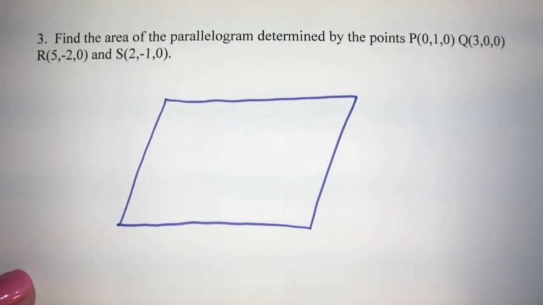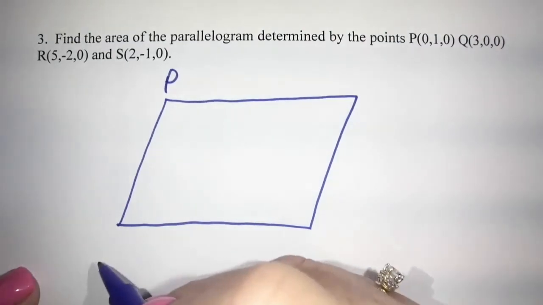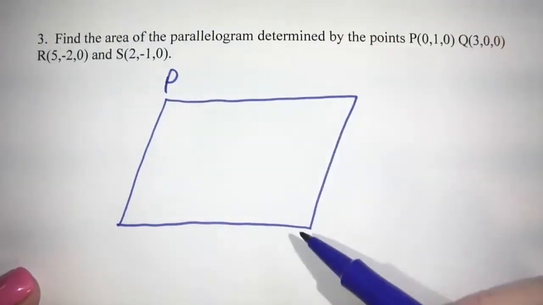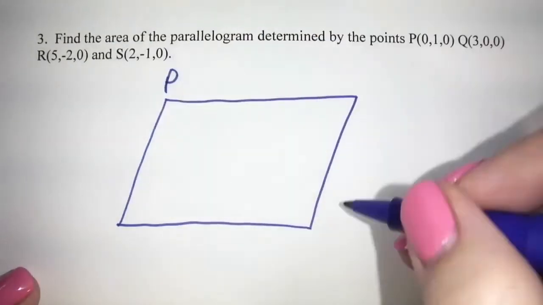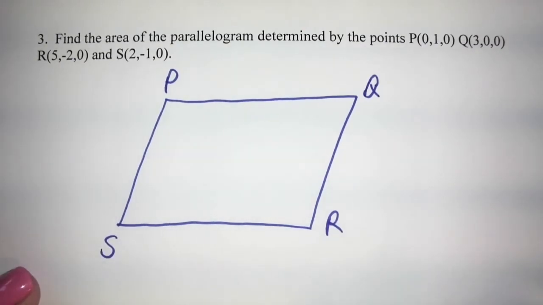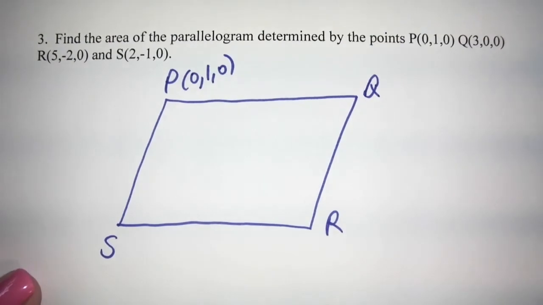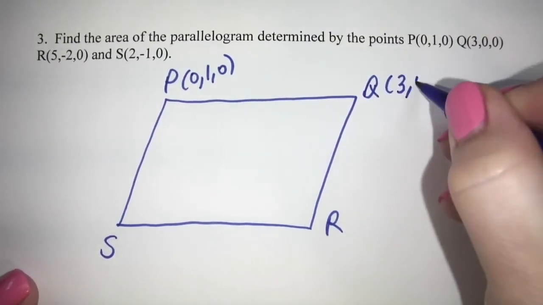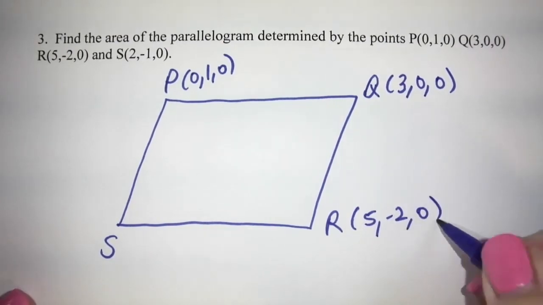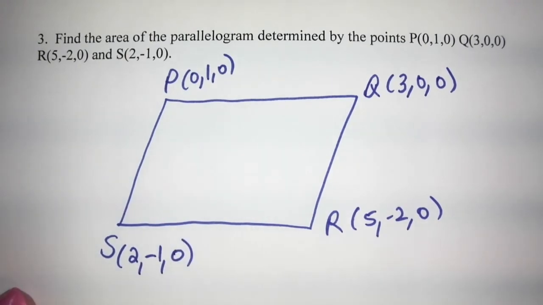So I want you to just draw a quick sketch of a parallelogram. It doesn't matter where you start labeling your points, but if you start, let's say here, then you label them around in this direction, in a clockwise direction. Don't go like P and then across to Q and all over the place. So it has to be in order. So P, Q, R, and S. I'm just going to write the points on here so I can see them as I go. P is 0, 1, 0. Q is 3, 0, 0. R is 5, -2, 0. And S is 2, -1, and 0.